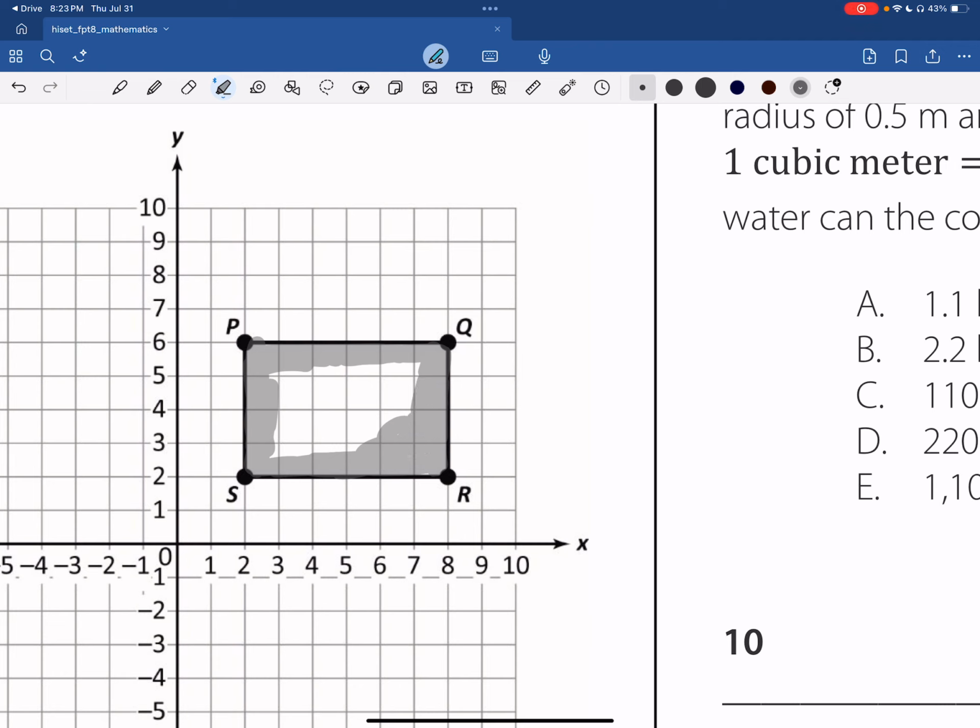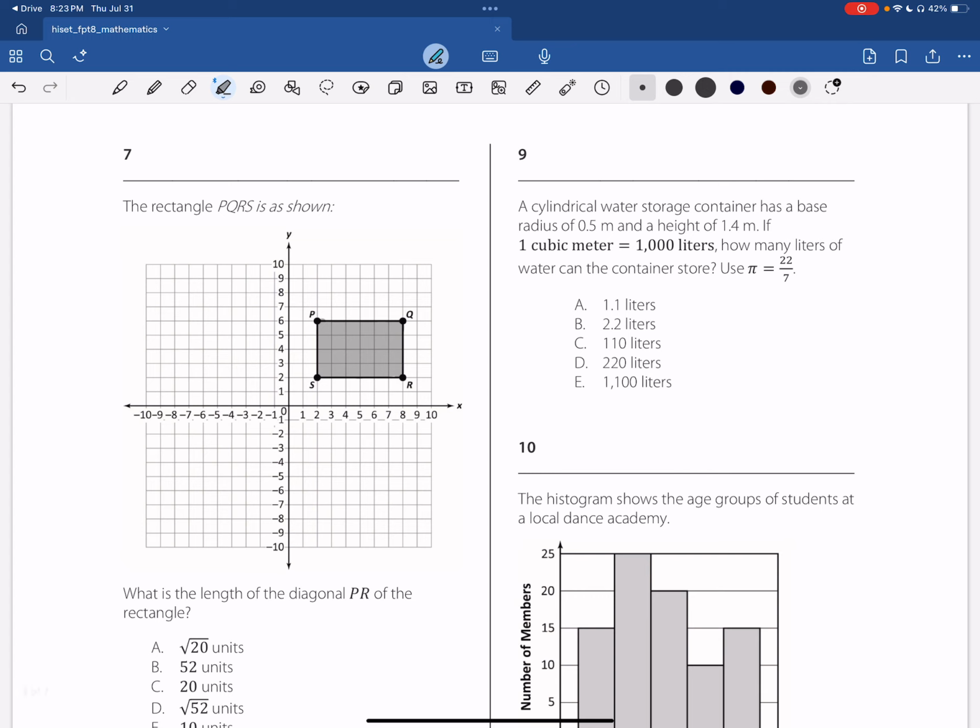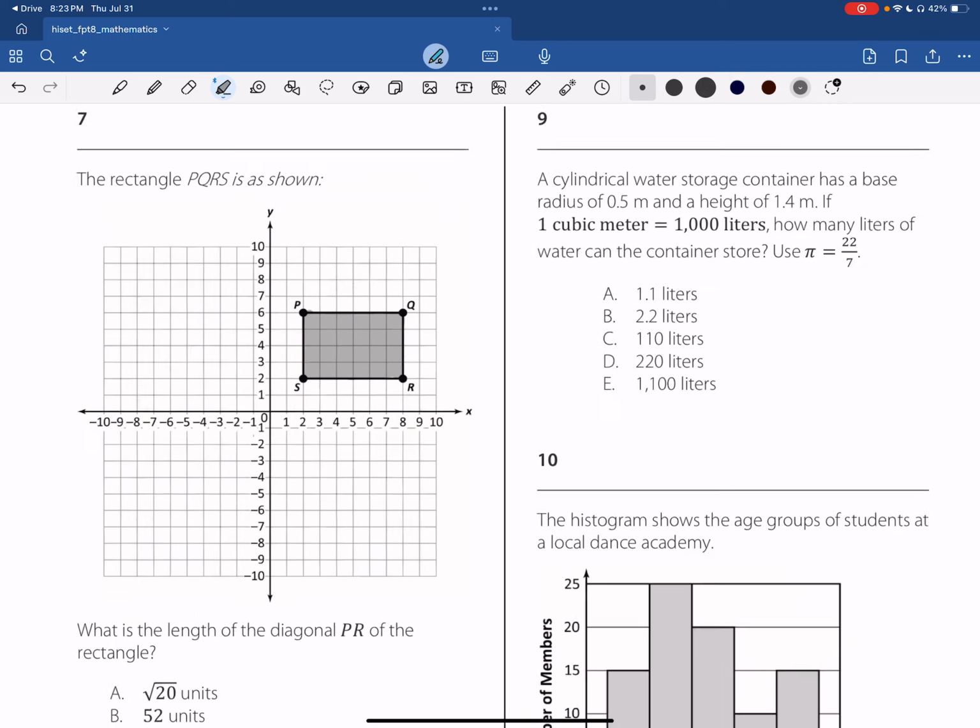A vertex is one place where two lines meet. Vertices are more than one, where two lines or rays or segments meet. So we have rectangle PQRS. And the question says, what is the length of the diagonal PR of the rectangle?